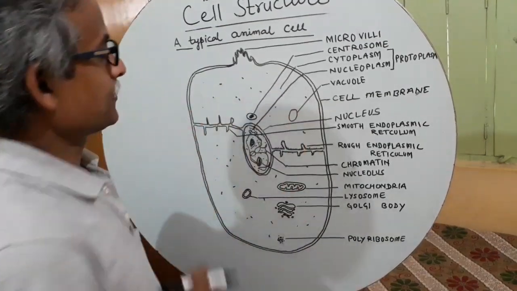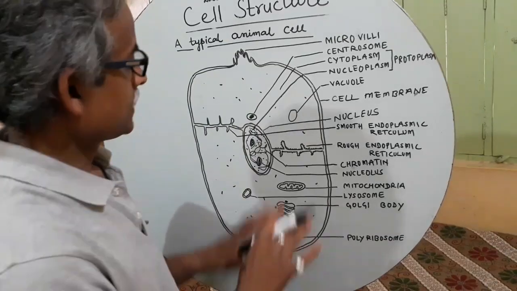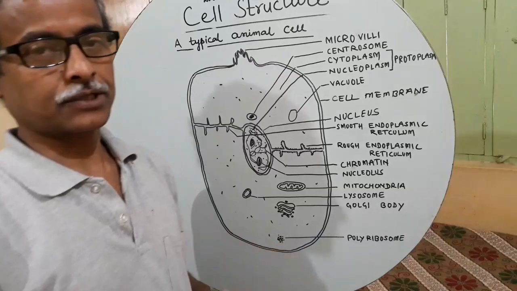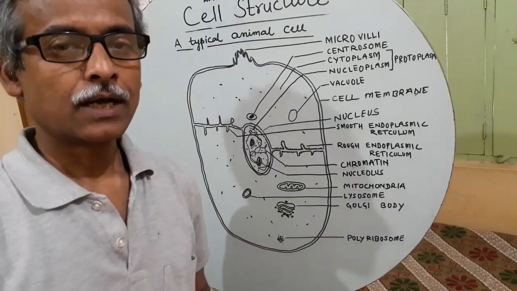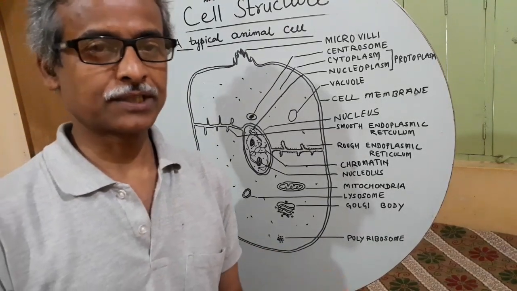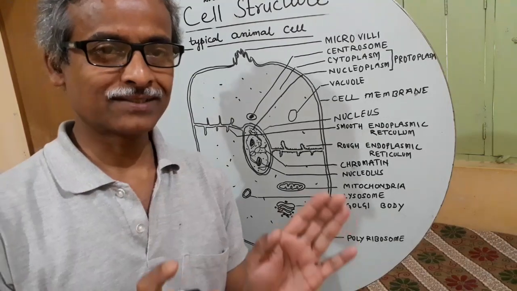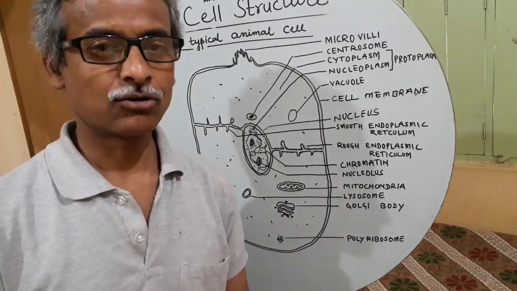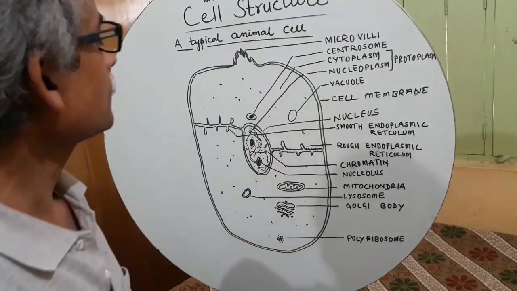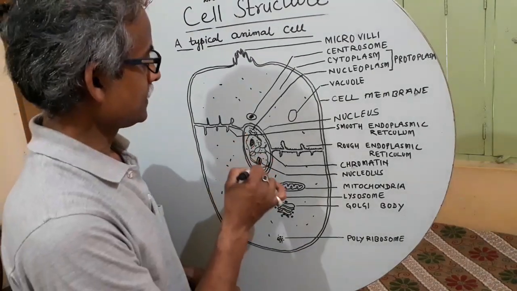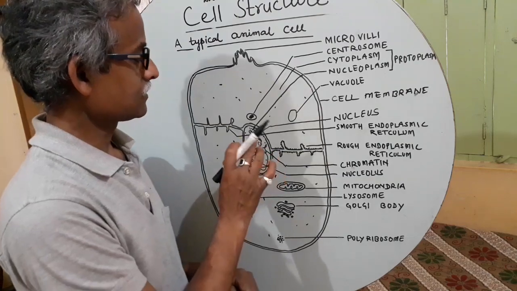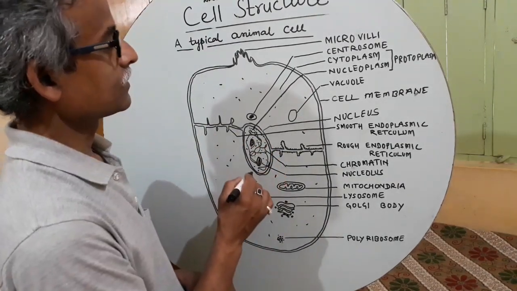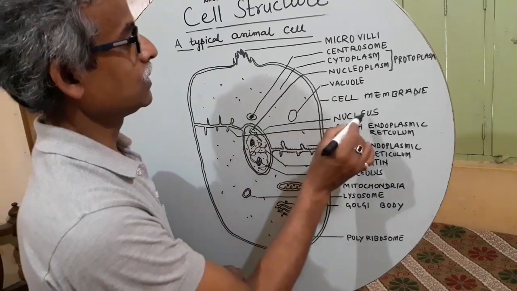In this cytoplasm, there are many membrane bound structures, and those membrane bound structures found in the cytoplasm of a cell are known as cell organelles. You see, there is a large dense structure in the center of the cell. This is called nucleus.